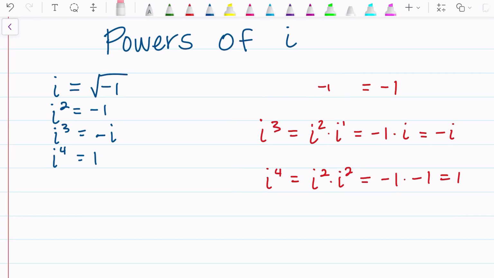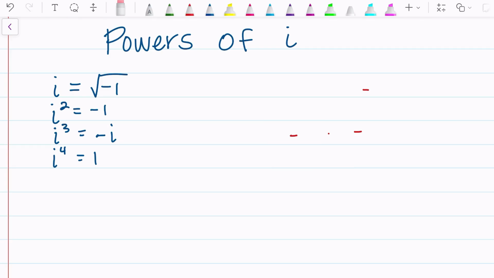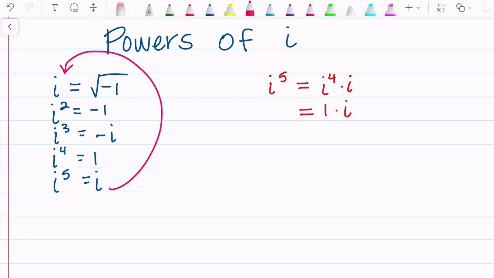Let's talk about i to the fifth power. I know exponent rules mean that I can take i to the fifth power and break it down as i to the fourth power times i, because that's 5 i's total. And I already know that i to the fourth power is 1. And so this just becomes 1 times i, which leaves us with i, which brings us back up to the beginning.